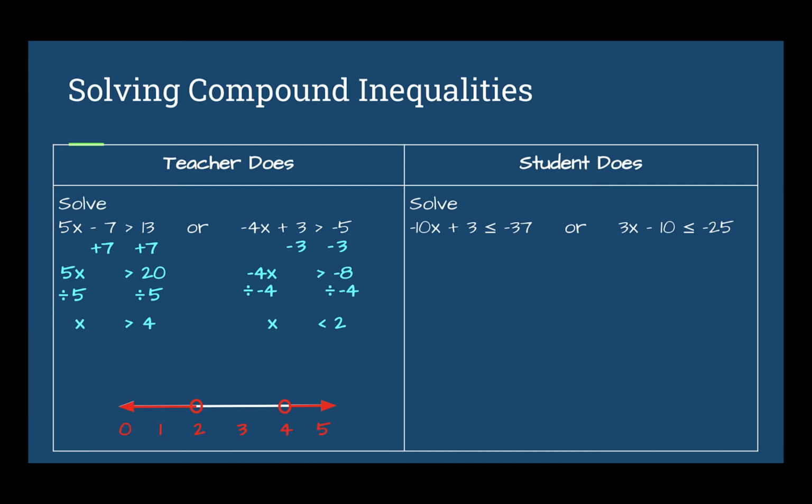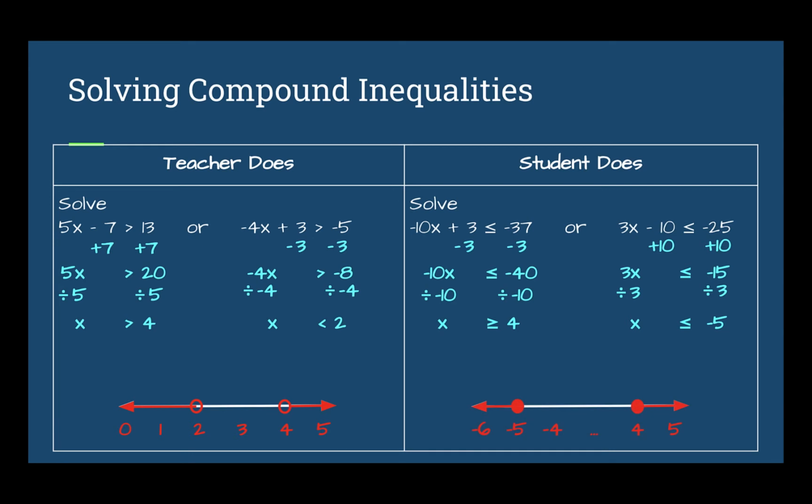Let's check through. So solving on the left, you should have got x to be greater than or equal to 4. We had to divide by a -10, so we had to flip the sign. For the other one, you should have got x was less than or equal to -5. We didn't divide by a negative, so the sign stays as it is.